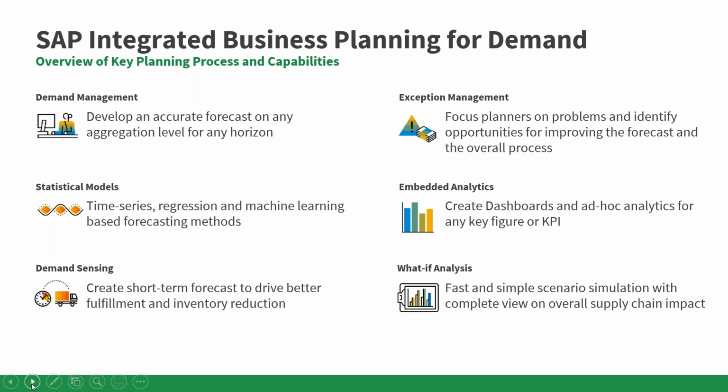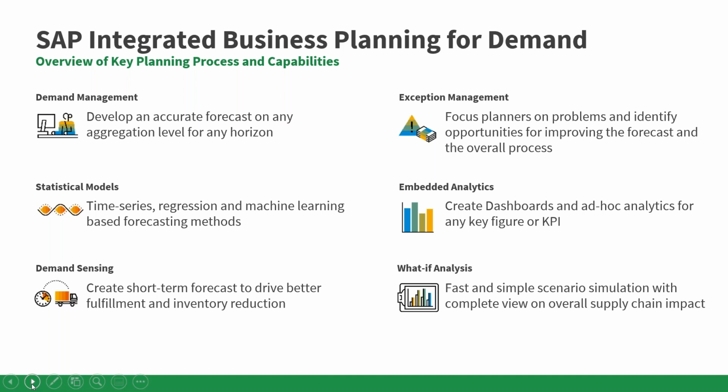Today, we're really talking about demand, and I can talk about the basic pieces that we have in demand for integrated business planning, right? So, fundamentally, this sounds a lot like things that we've done in the past. We're trying to do a more accurate forecast, any aggregation level for any horizon. We've got a set of statistical models. We have something new called demand sensing, which is a very short-term forecast at a daily level of granularity, which is something that we didn't do in the past.